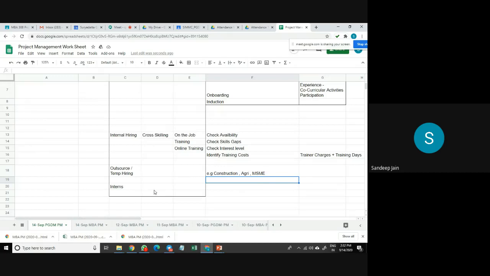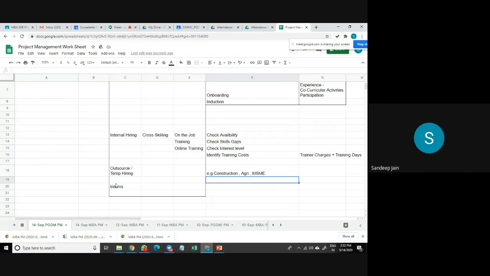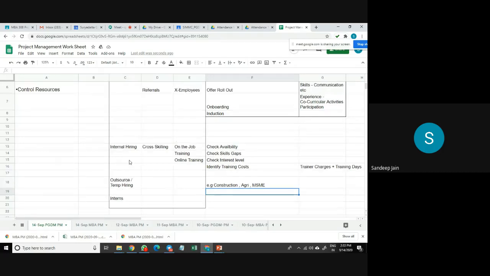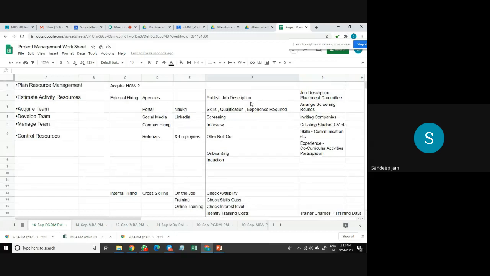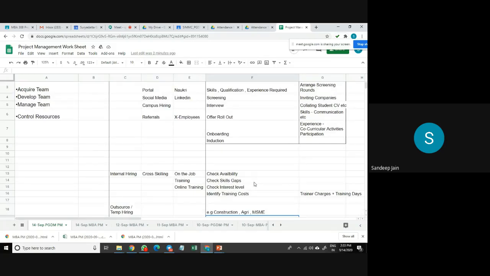Okay, so these are the categories, but we ruled out one category: where you outsource the entire business itself to somebody else. We are not considering that category. So otherwise, these are the three categories, and these are the business processes that we will execute to complete these sources of hiring.